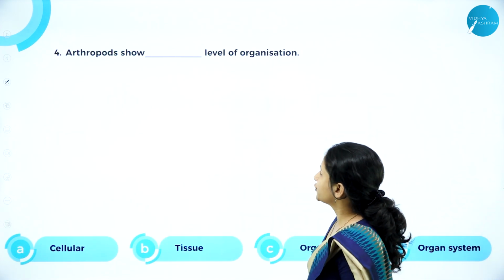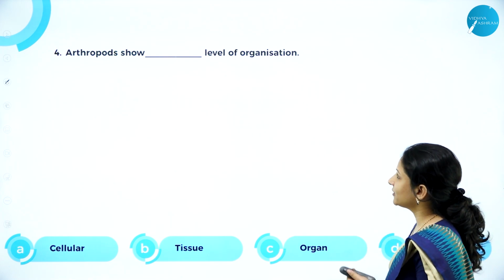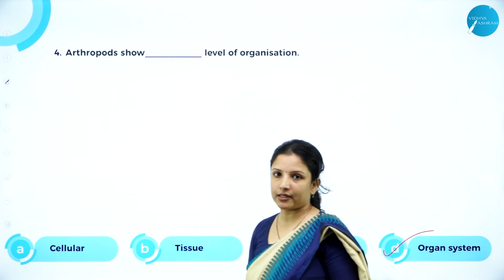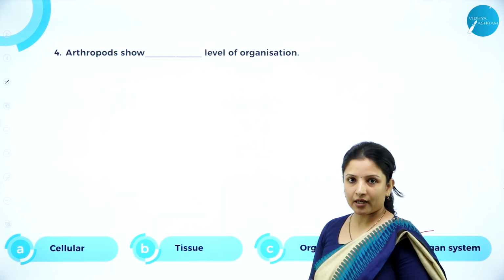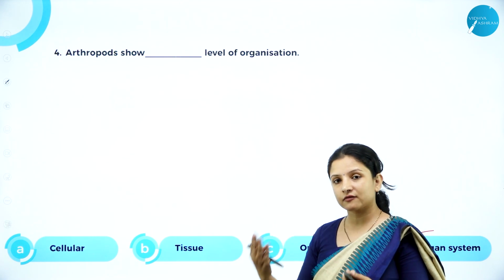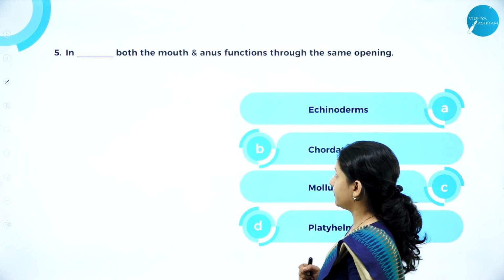Next, arthropods show dash level of organization. Phylum Arthropoda, wherein insects come, shows organ system level of organization. Arthropods are the largest phylum under kingdom Animalia. So dash is the largest phylum under kingdom Animalia, like that also a question can be framed.